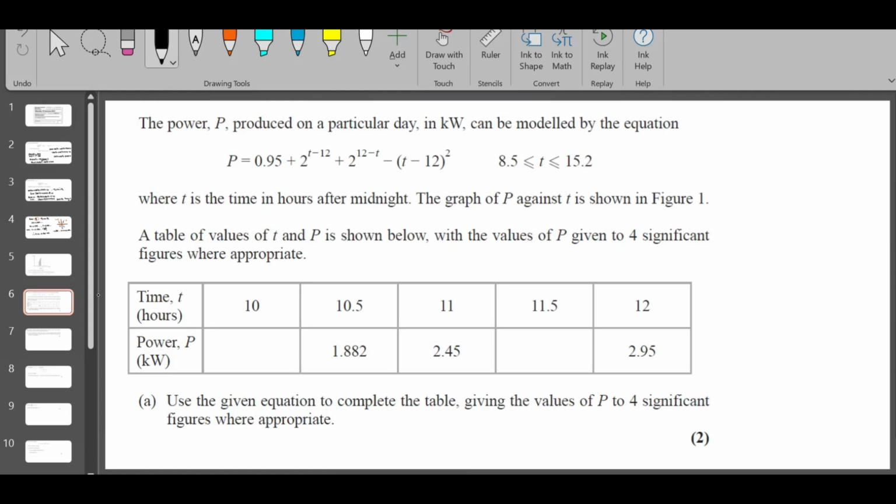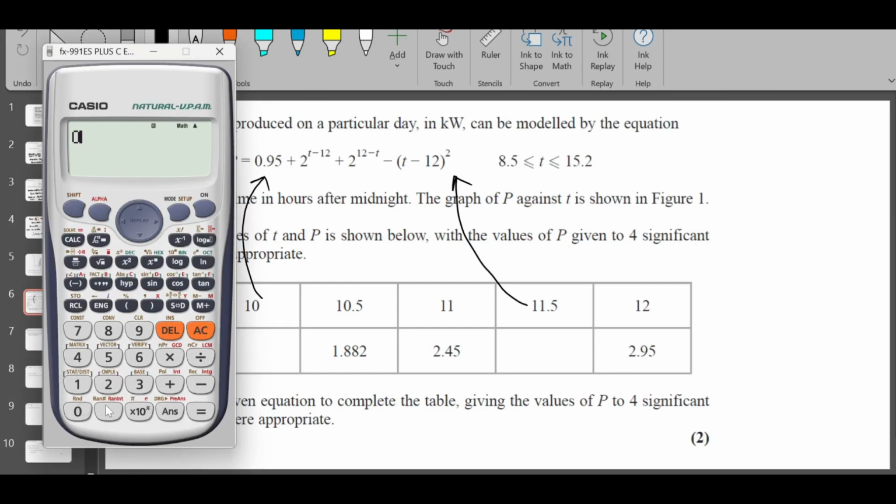The table of values has some missing values. Use the given equation to complete the table. So in this equation, replace T by 10 and T by 11.5. So 0.95 plus 2 to the power, T is 10, so 10 minus 12, right? So minus 2, plus 2 to the power 12 minus 10, minus 10 minus 12 whole squared, which is 2 squared, which is 4.